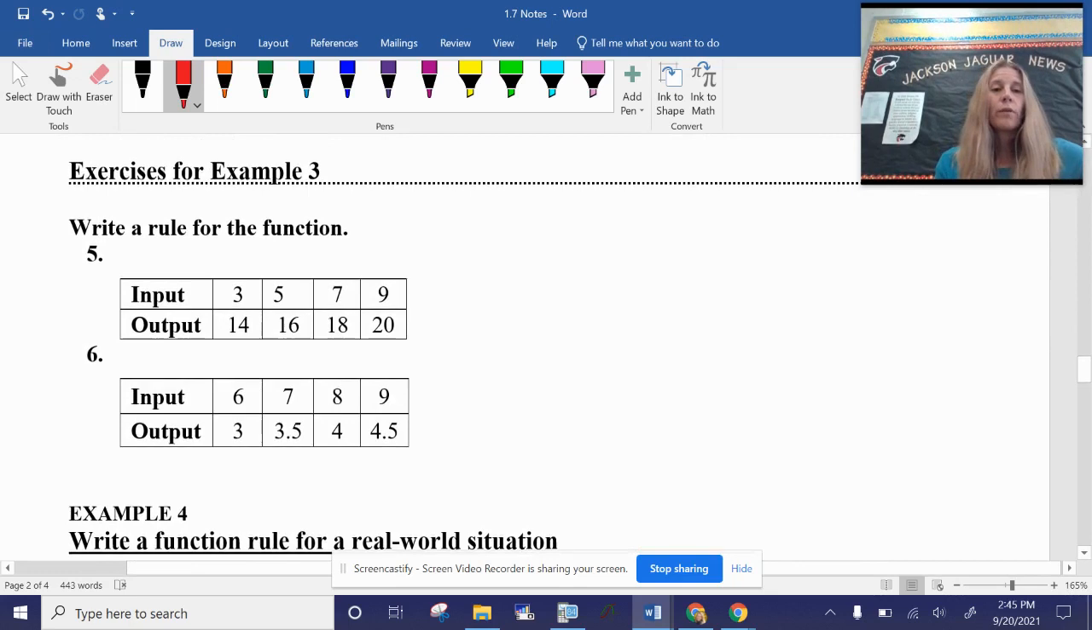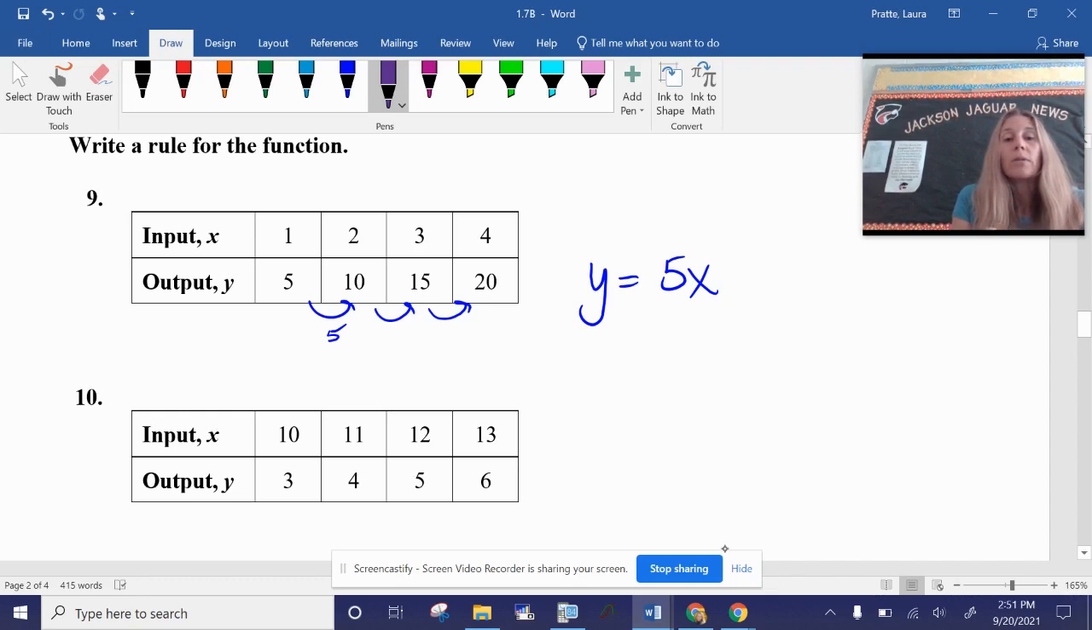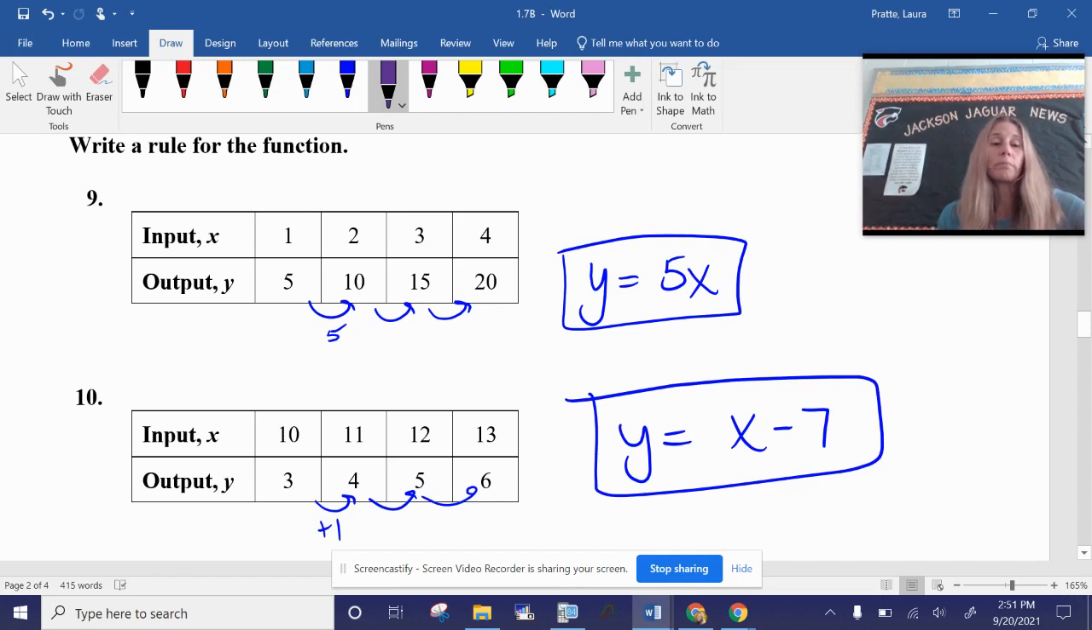All right, so let's try a couple more of those. For this one, they appear to be increasing by 5s. So that's giving me a hint that I may have a 5x involved there. So now let me try my inputs. 5 times 1 is 5, 5 times 2 is 10, 5 times 3, and then that pretty much checks that one off for us. Okay, next one, we're adding 1 each time. So y equals 1x, but 10 to get to 3, I'm going to need to subtract 7. So 11 minus 7 is 4, 12 minus 7 is 5, 13 minus 7 is 6. So that's our rule for that one.